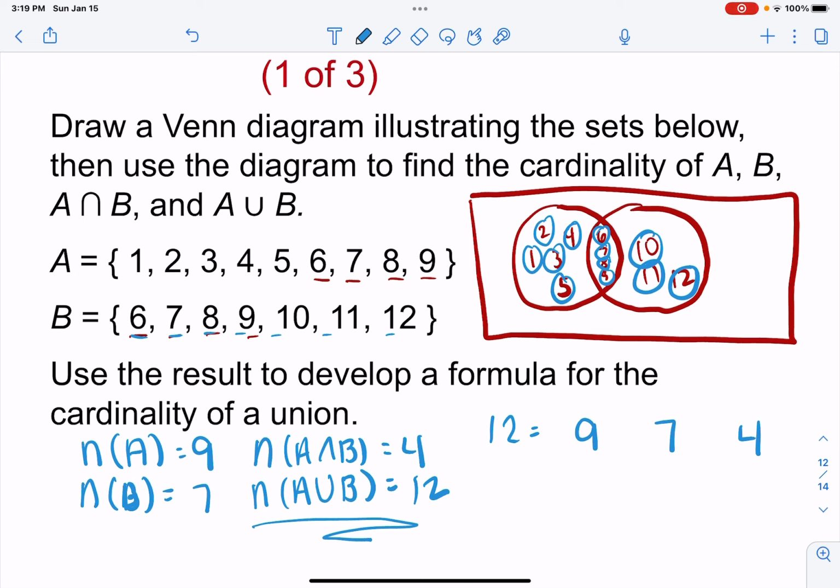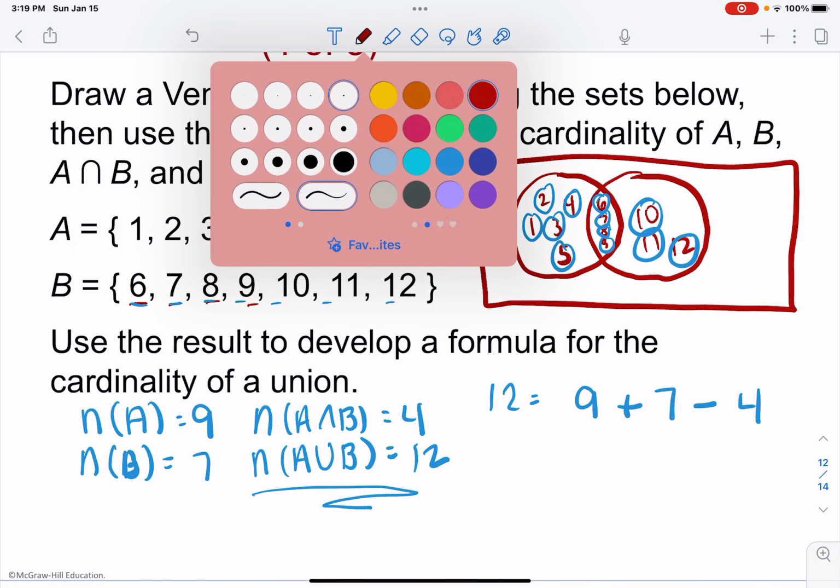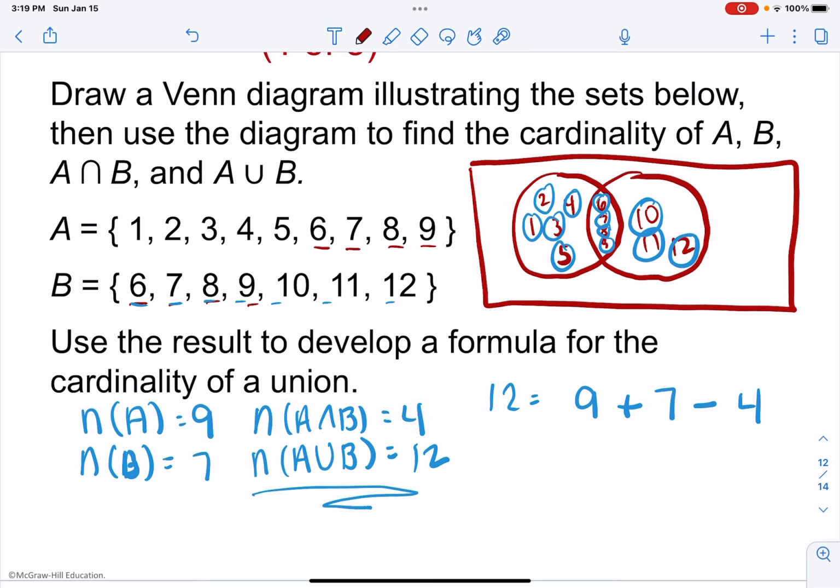So 9, and then I got to get it above 12. I got to get it up there. So I'm going to add 7 to it. But 9 plus 7 is 16. But if I subtract it, I get the 4. Okay, so what we did is we just figured out the formula to find the cardinality of a union. So the cardinality of the union of A and B is the cardinality of A plus the cardinality of B minus the intersection.